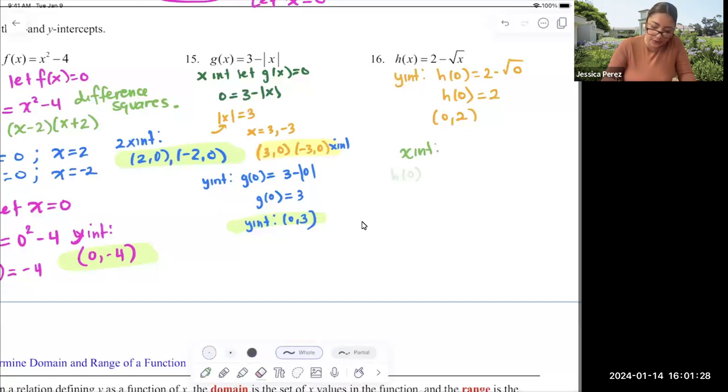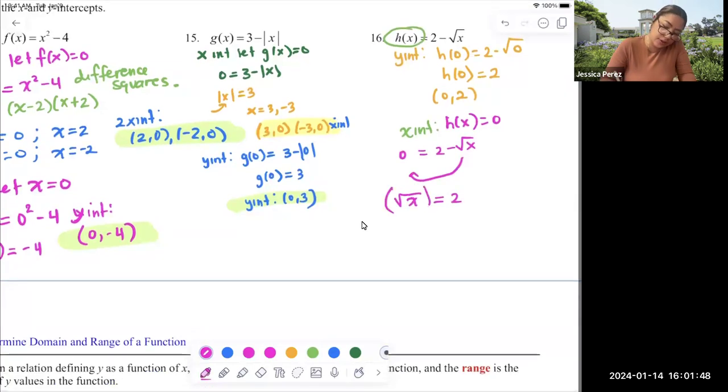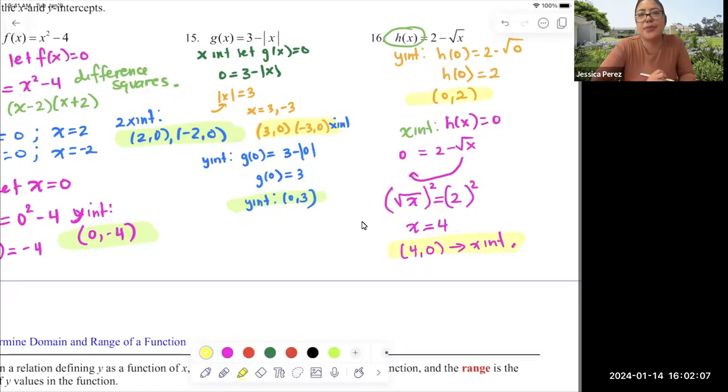So then my x-intercept will be when h of x is 0. So we'll let h of x be 0. So 0 equals 2 minus the square root of x. Bring the x over as a positive: root x equals 2. Now for this one, we'll square both sides to undo the square root. So x is going to be 4. So my x-intercept is at (4, 0). And there's only one. So that's my x-intercept, and there's my y-intercept for those 3 examples.